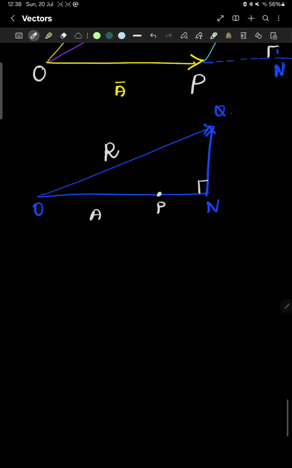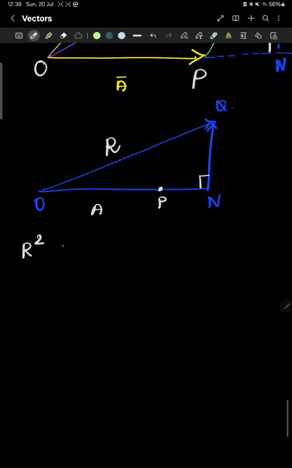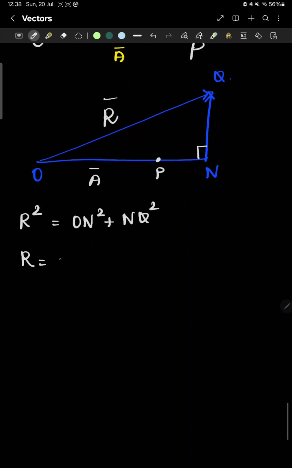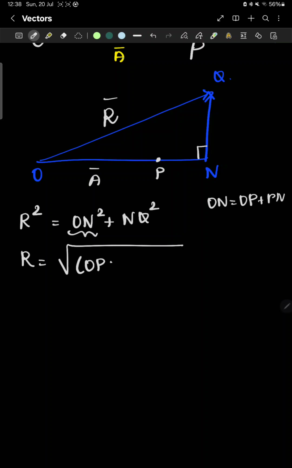From the Pythagoras theorem I can write that R square is equal to ON square plus NQ square, and this can be written as R equal to root of this. The complete length ON can be written as OP plus PN. So I will write it as OP plus PN, the whole square, plus NQ square. I know the distance OP, which is A vector, but I don't know PN and NQ.